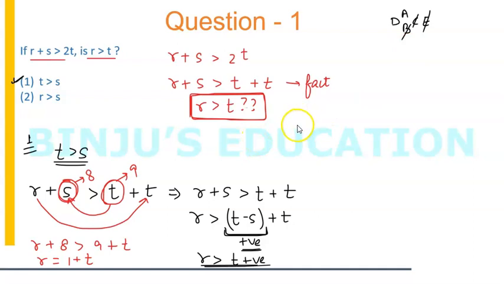Okay, now let's move on to the second statement, and that says that r is greater than s.